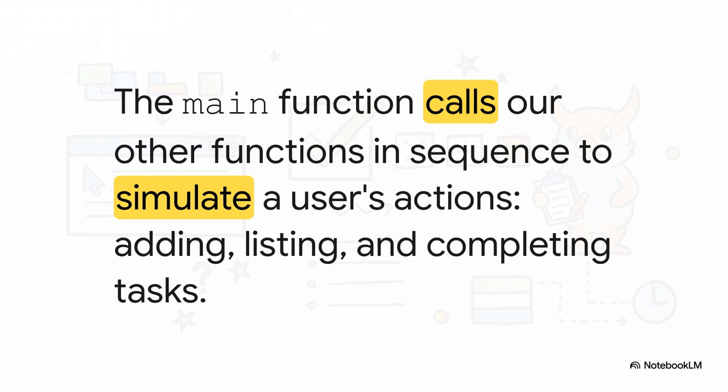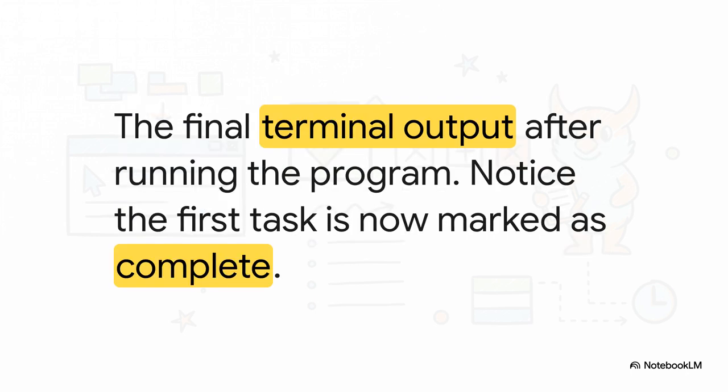It'll call add task a couple of times, then list tasks to show us everything, then it'll call complete task on one of them, and finally, list tasks again to show us the result. And when that main function runs its course, this is what we get. This is the final output you'd see in your terminal. A nice, clean list of our tasks with that first one all checked off. All our different building blocks are working together in perfect harmony.